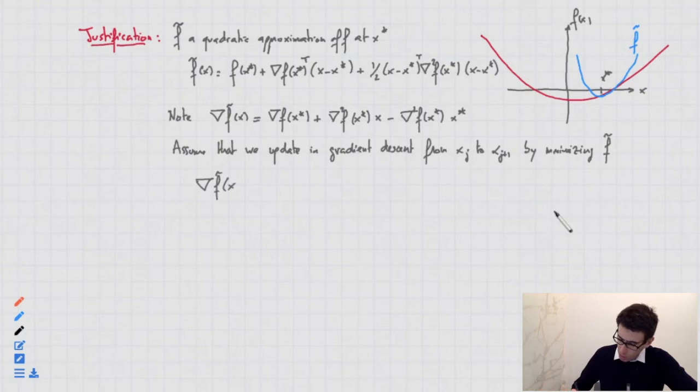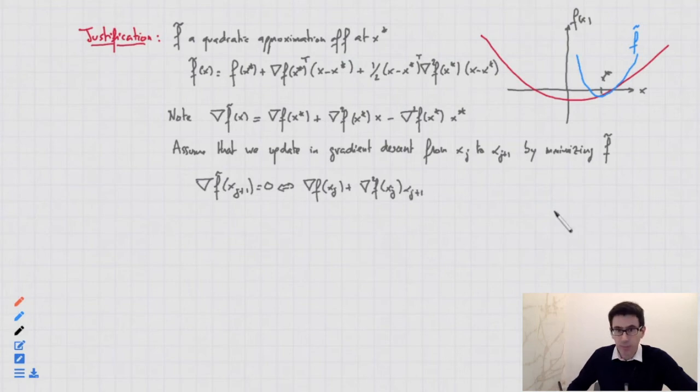So it means that you want to find the point where the gradient of f tilde is 0. So if you write the gradient of f tilde of xj plus 1 is equal to 0, what does that mean? Well, it's equivalent to saying, according to the expression that I had before, that the gradient of f at the previous point, which is xj, plus the Hessian of f at xj times the point where you're evaluating, xj plus 1, minus the Hessian of f at xj times xj, has to be equal to 0.